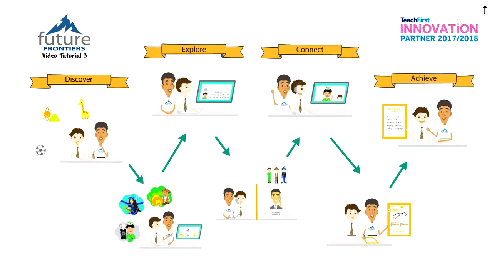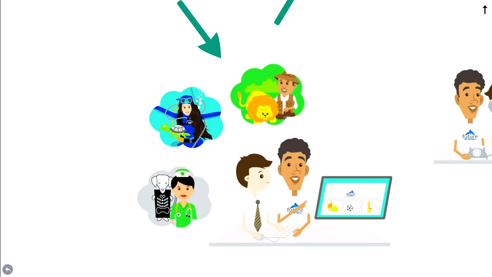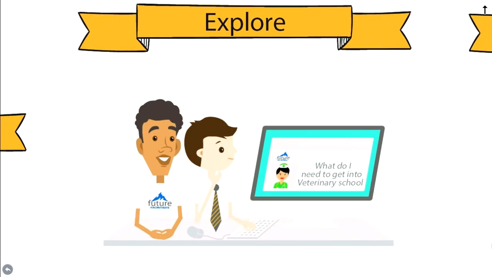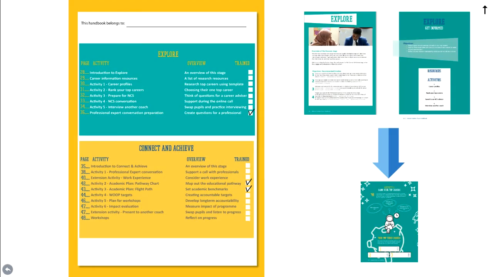So just a quick recap. In the Discover section, we looked at what your pupils were interested in and then used START to find out which careers relate to those interests. We're now on to the Explore section, where we're going to identify the different characteristics of each of the careers your students are interested in. So what does this consist of?